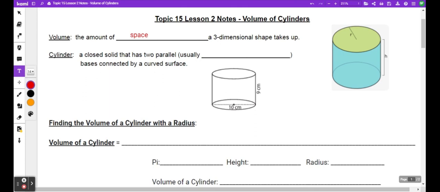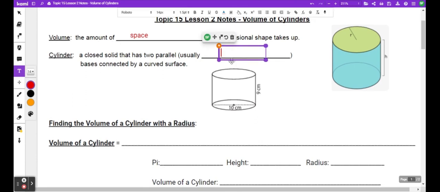And a cylinder is a closed solid that has two parallel bases. And those parallel bases are usually circles. And those circles are connected by a curved surface.